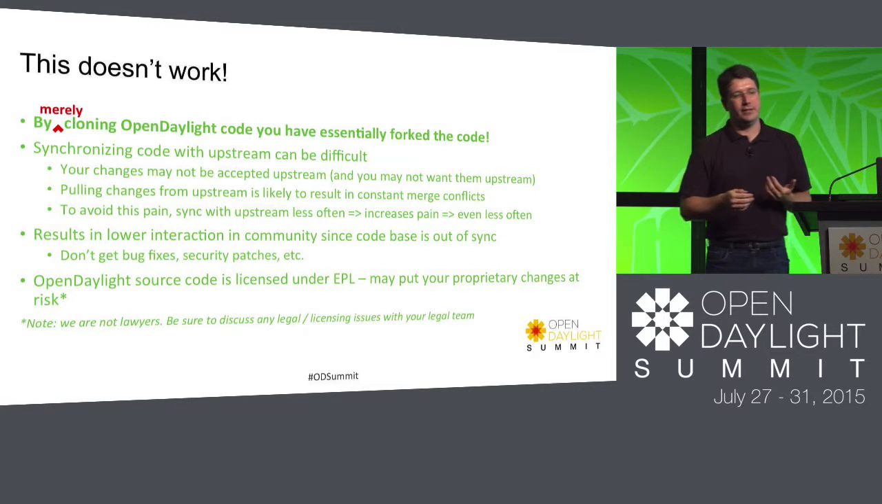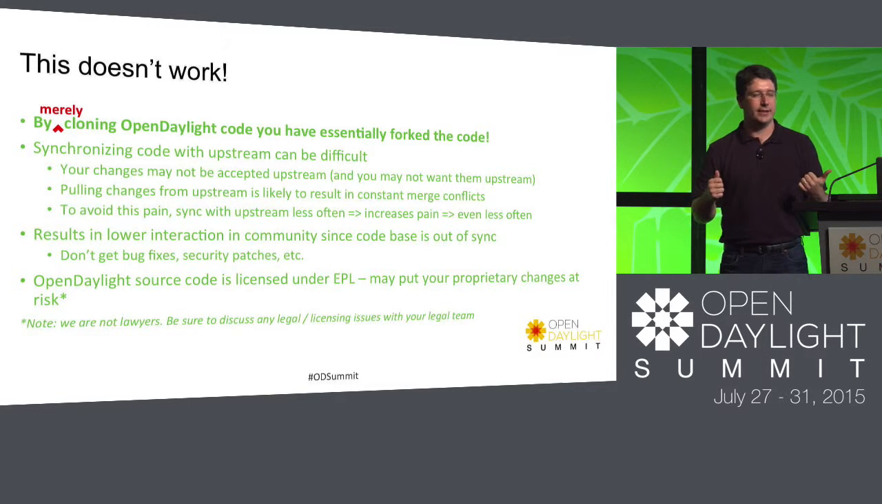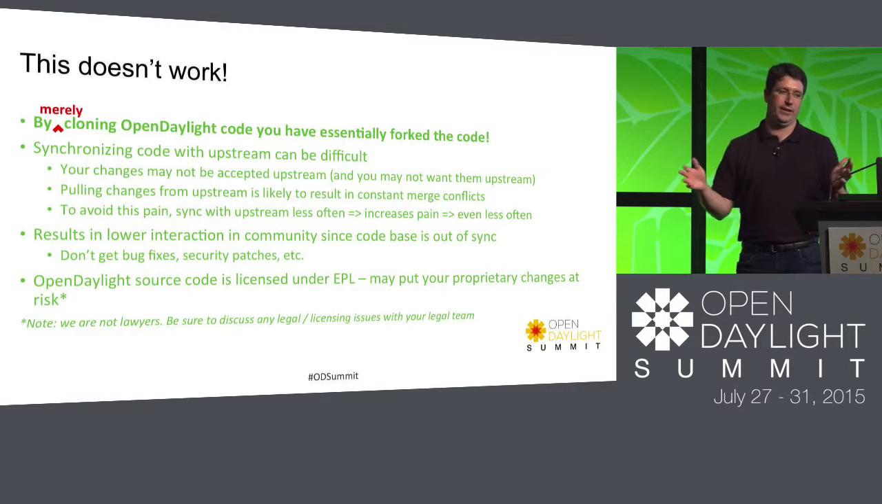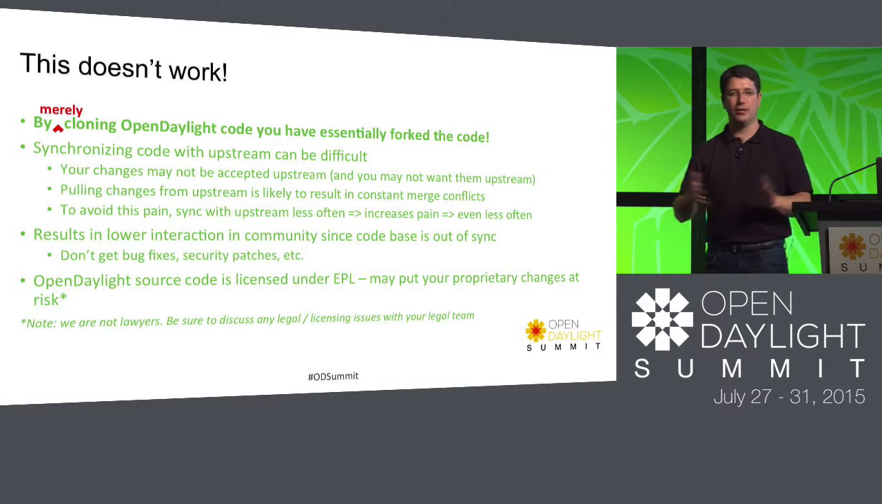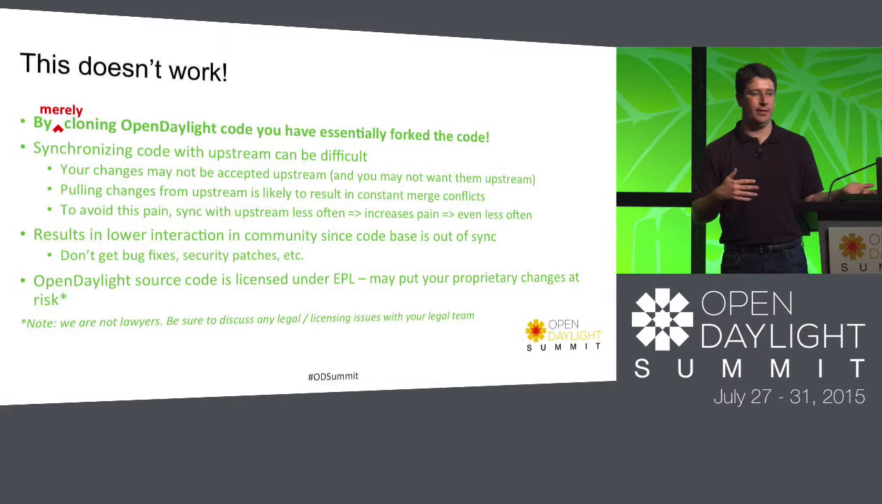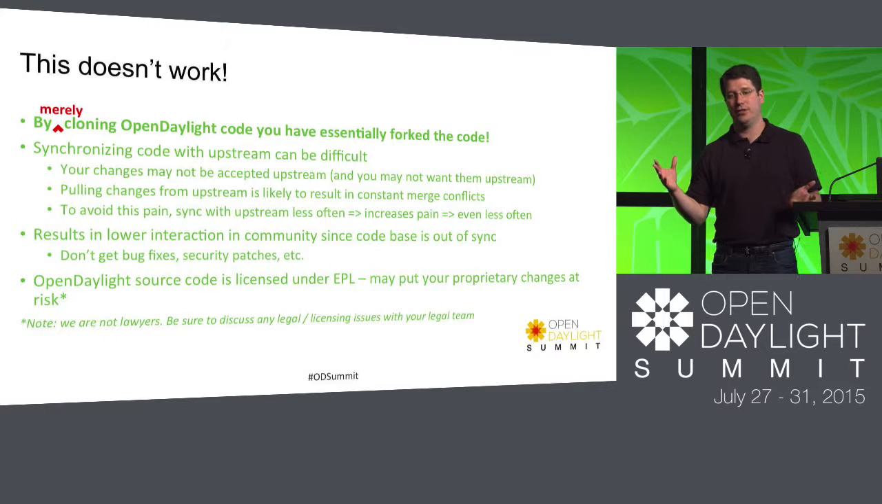So the high order bit is that by merely cloning the code, you've essentially forked it. You now have changes in your Git repository which are not upstream, which means your changes may or may not be accepted upstream, even if you want them to be. And now, for any patch which comes into the upstream of OpenDaylight, you have no idea whether or not it's going to nicely fit with the changes you've made.